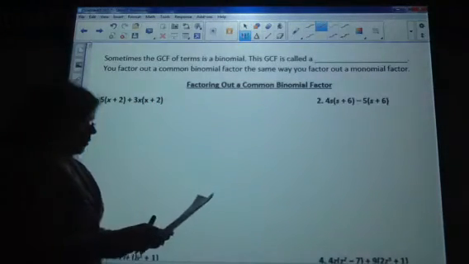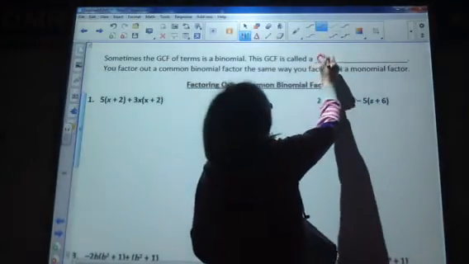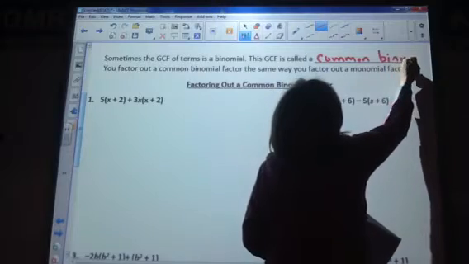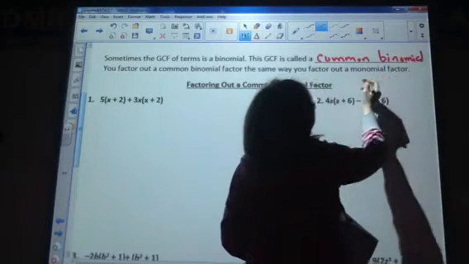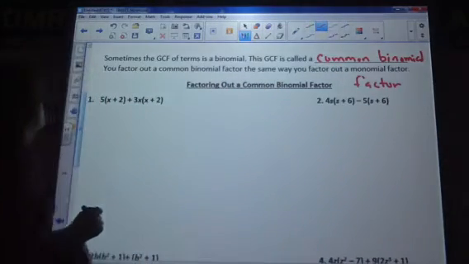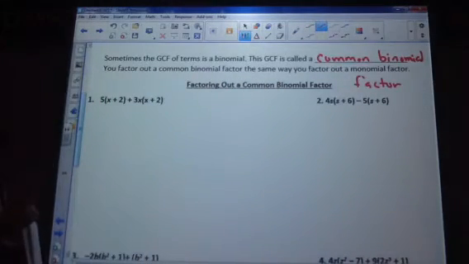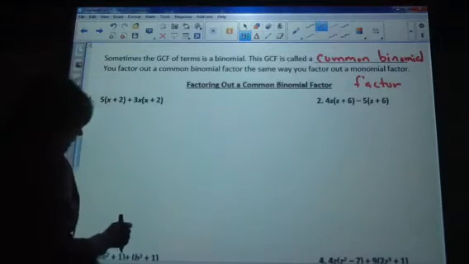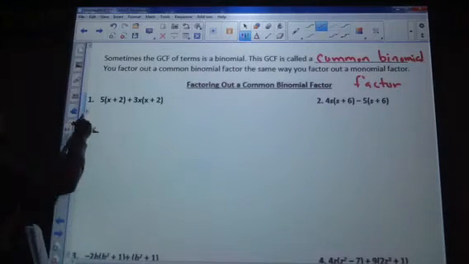The greatest common factor is called a common binomial factor. You factor out a common binomial factor the same way you factor out a monomial factor, which is what we did with the greatest common factor before. So let's look at number 1 right here.